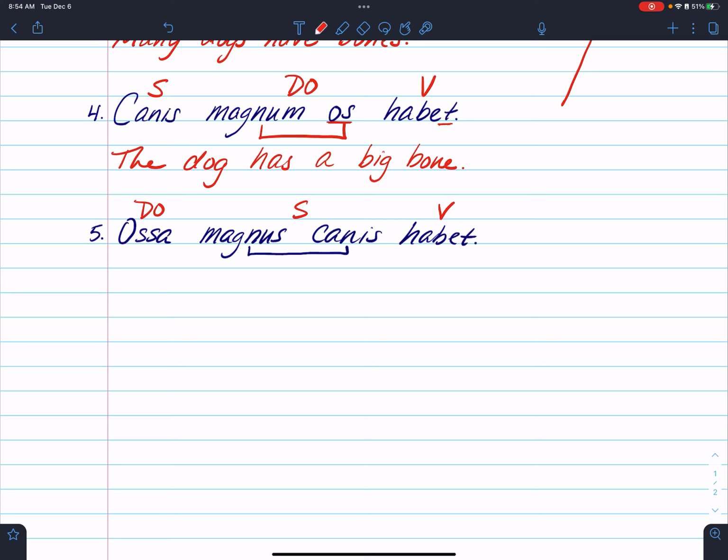So what's my translation here? The dog has a big bone. Careful. Big bones? No, careful. What's magnus? The big dog has bones. There you go. The big dog has bones. Wait, by bones, do you mean his skeleton? That's up to you. Maybe the dog raided an archaeological site illegally and stole some bones.